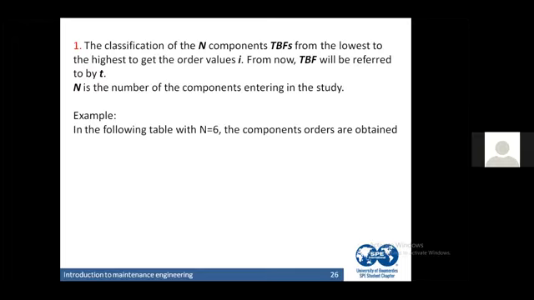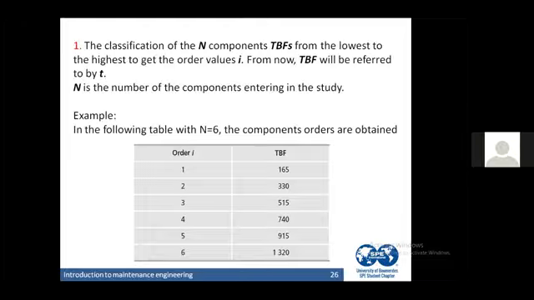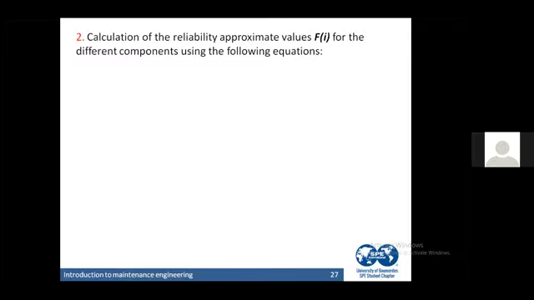For example, we will take an example of 6 equipment, same type. In this table, we ordered this equipment from 1 to 6 according to their TBFs. The lowest TBF was 165 hours, and the highest one is 1,320 hours. Now, second step is the calculation of Fi.